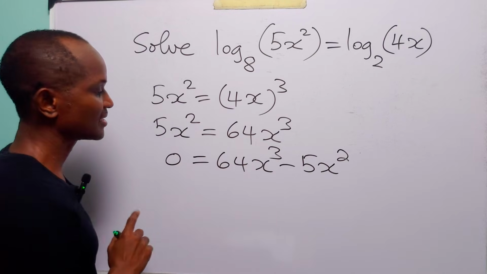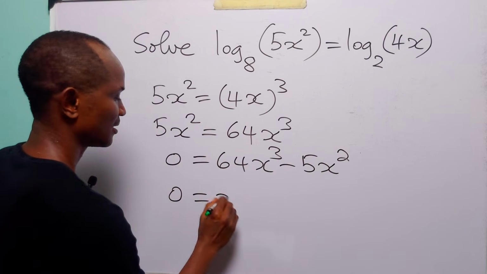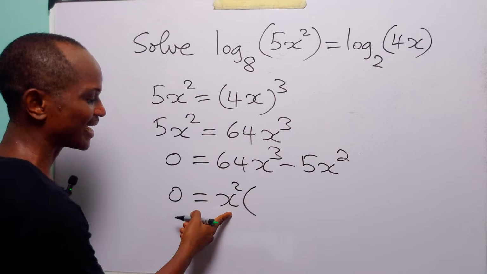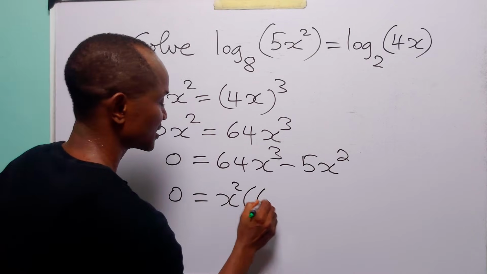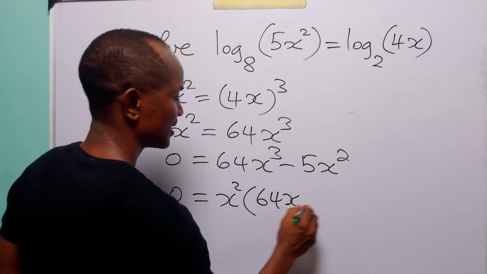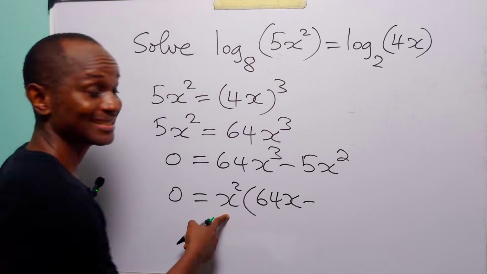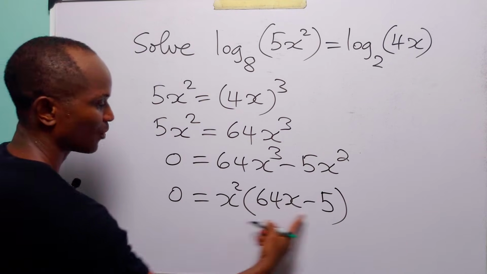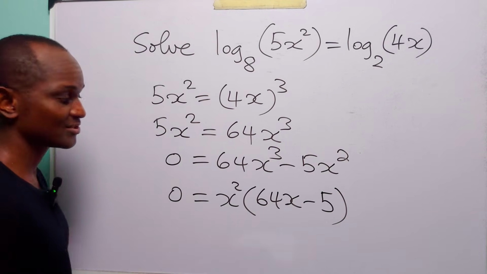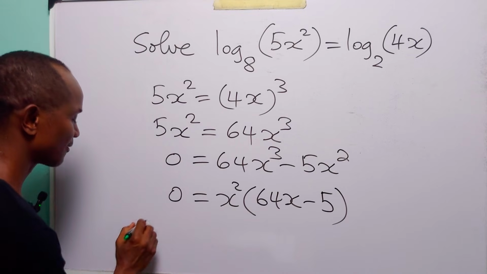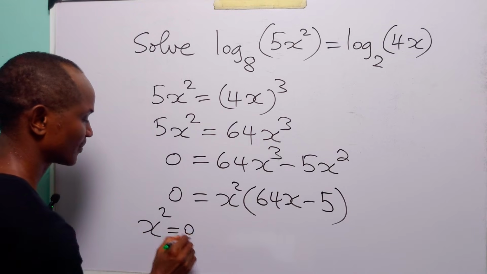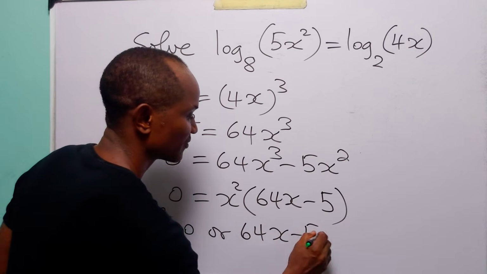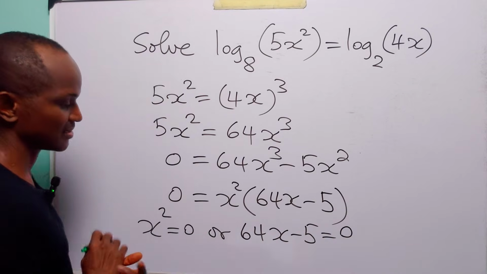Of course, we can factorize this. We have that 64x to the power 3 divided by x squared is going to give us 64x. And 5x squared divided by x squared is going to give us 5. Now, when you look at this equation, it's very easy to see that either x squared is equal to 0 or 64x minus 5 is equal to 0.